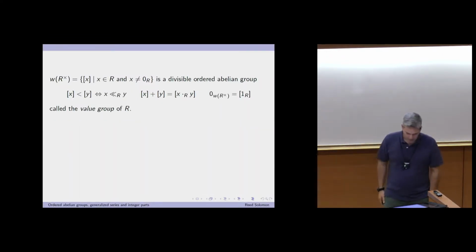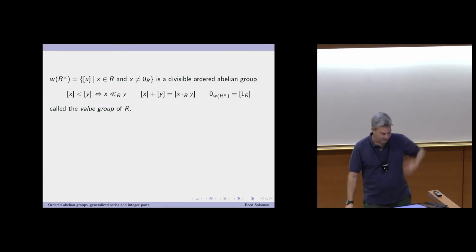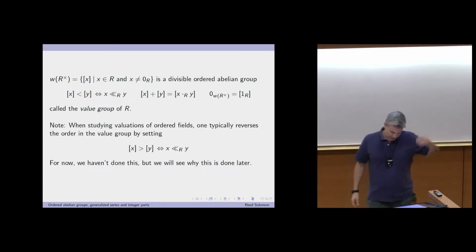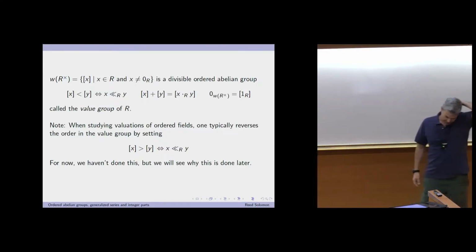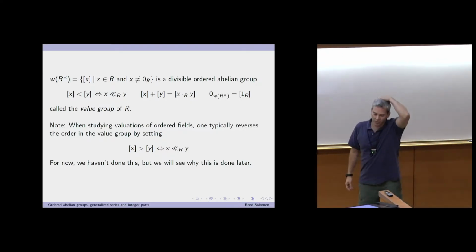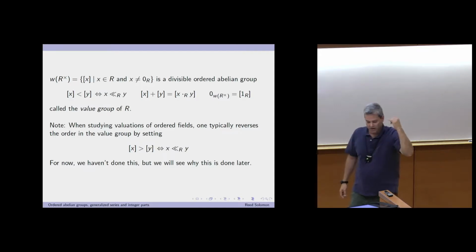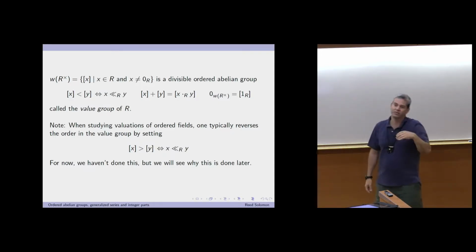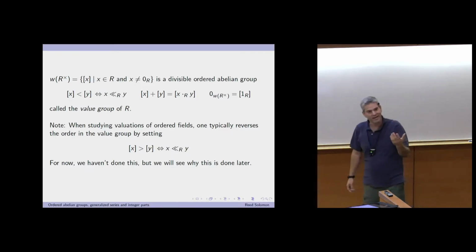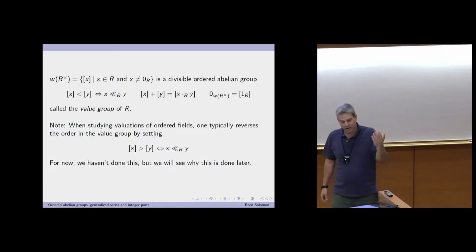Let me mention one last thing. So there's the definition of the value group again. I'm going to do this later, but just to point out now, when you study valuations of ordered fields, an algebraist would flip the order that they put on the value group. They would order the Archimedean classes in the opposite way that you'd think. They would say the class of X is bigger than the class of Y if and only if X is Archimedean less than Y.